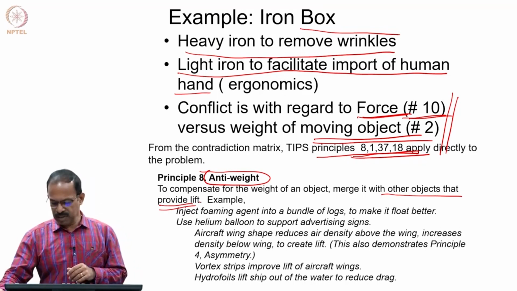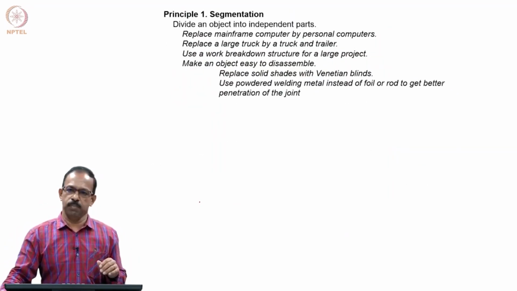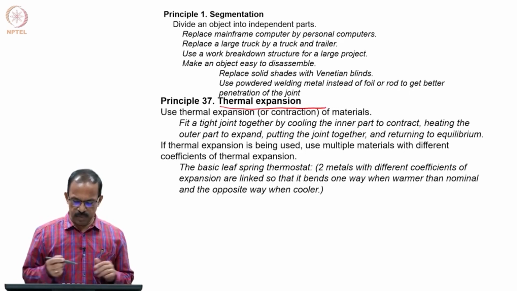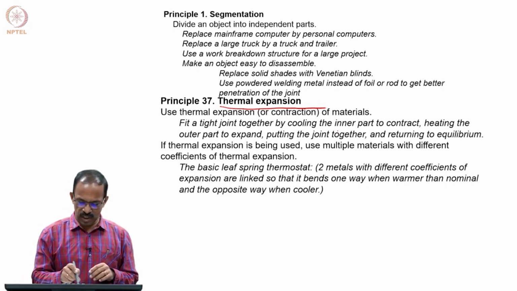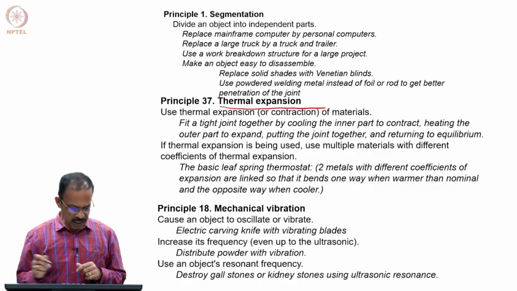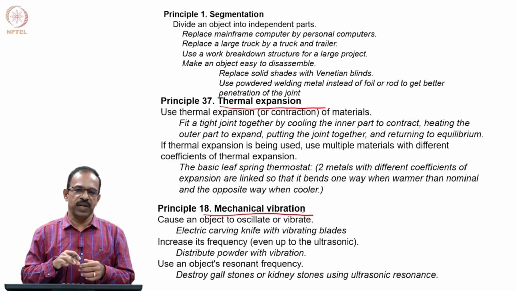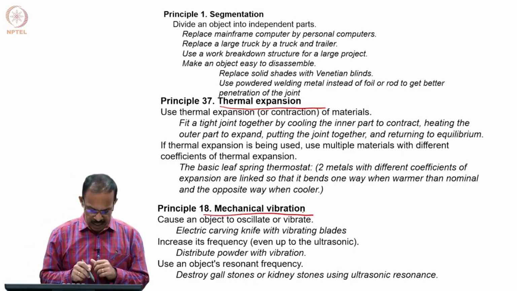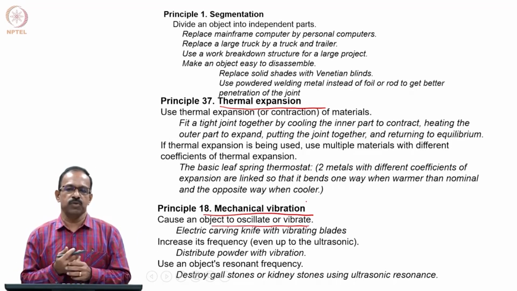like a helium balloon or foams for reducing the weight or providing anti-weight. Another principle, 1, is basically segmentation. You try to see whether you can segment into multiple parts to reduce the weight. Then there is thermal expansion, where you use the thermal expansion of materials to change the weight. If it is tightly joined together, by cooling the inner part or heating to contract, like this, that is thermal expansion. And the next one is mechanical vibration. Can you provide vibration instead of increasing the weight? With the same weight, if you vibrate it, you can actually increase the force applied. That is another principle that can be used to solve this problem.